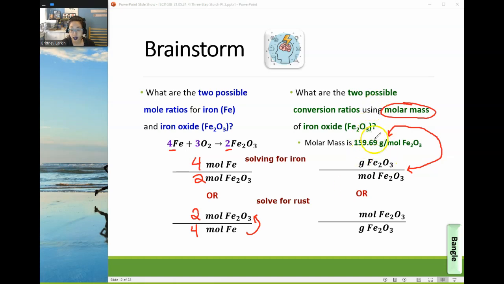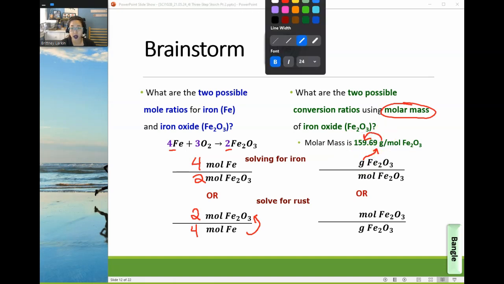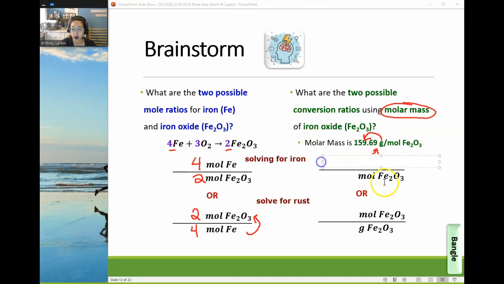All right, so let's go ahead and take a look here. If I am taking a look at grams right here on top, I need to look for grams in my molar mass and find the number next to it. And the number next to it is 159.69 grams on the top here.